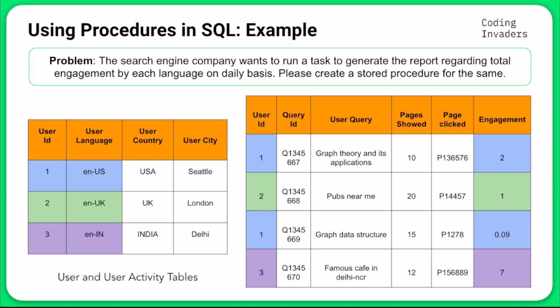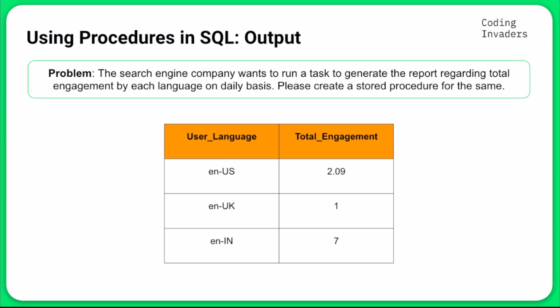So let's check the output. Here in the output, we have user language and total engagement. Total engagement is nothing but the total of the engagement column in user activity. For US, it was 2.09, for UK, it was 1, and for India, it was 7. Now, this output can be produced by a normal SQL query as well, correct?